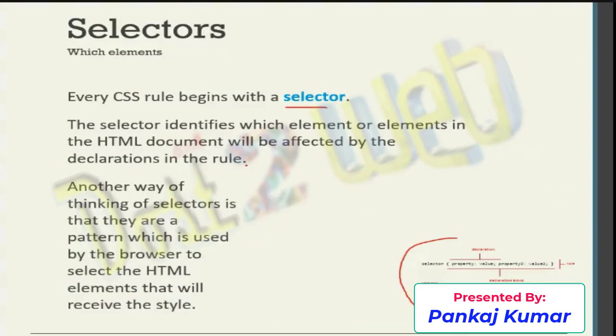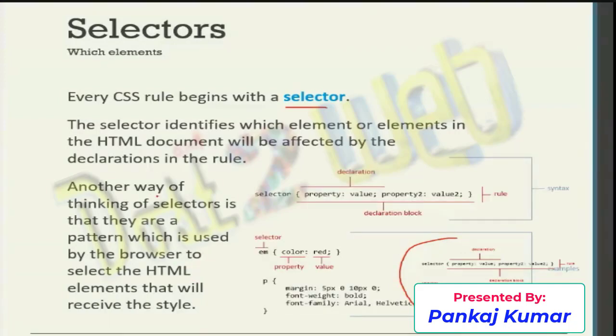Another way of thinking of selectors is that they are patterns used by the browser to select the HTML elements that will receive the style. What is the meaning? It's simple. It says that whenever you want some pattern to be used, the browser selects the matching HTML elements and displays them on the browser with the help of your selector. The moment you define particular elements, it will give a different presentation.